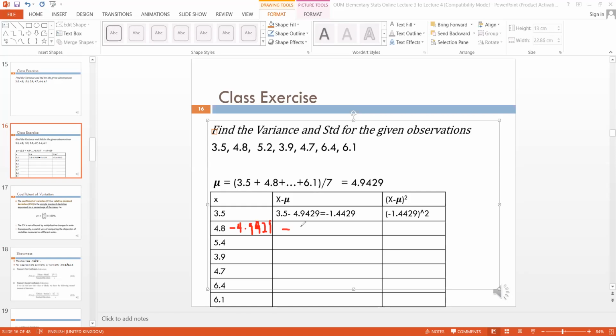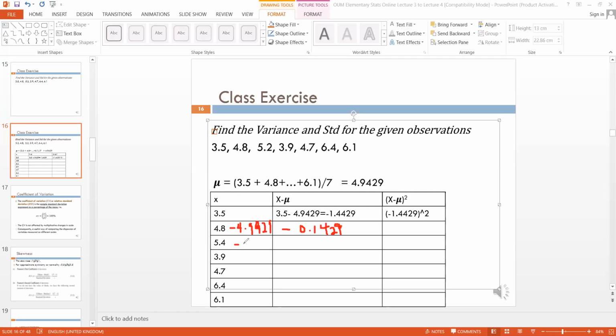That should give us what? Negative what? Negative 0.1429. Okay. Then the next one, 5.4 minus 4.9429.